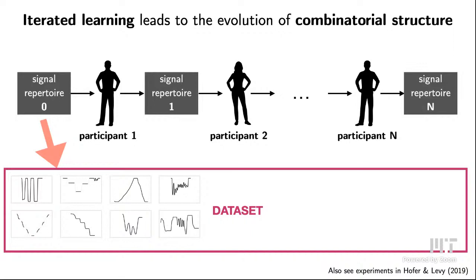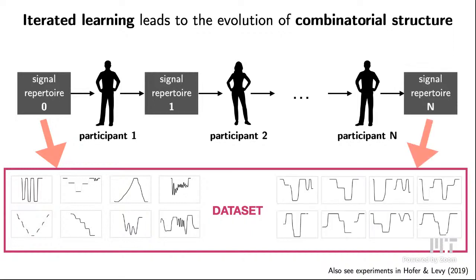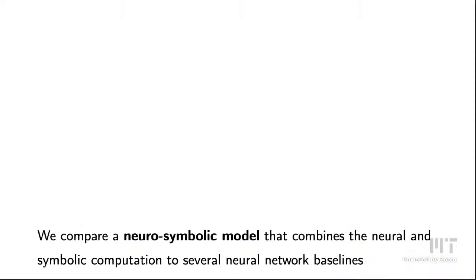And what we find in this process is that merely by passing through such a learning bottleneck repeatedly, these systems spontaneously develop combinatorial structure akin to a sort of phonological code. And we will use these languages at different stages of the evolution as a data set for subsequent modeling.